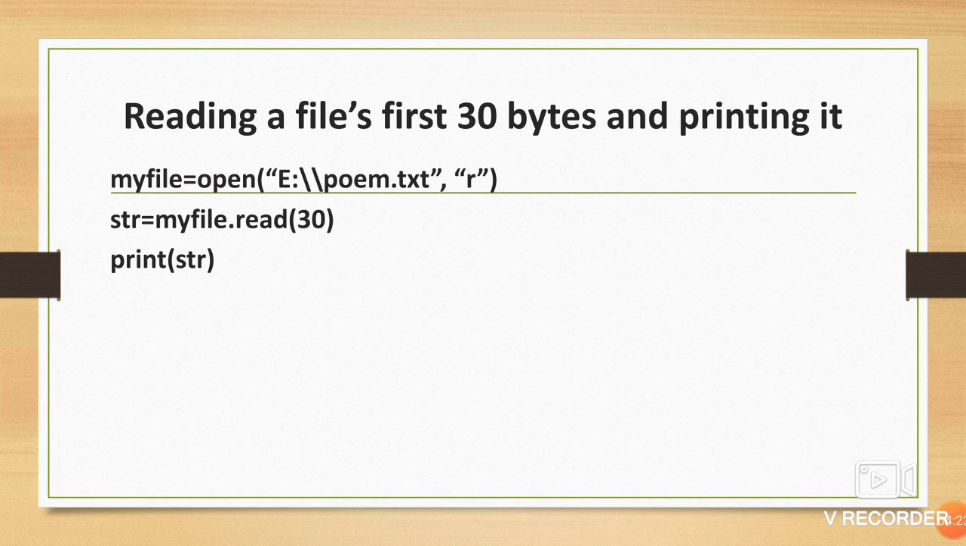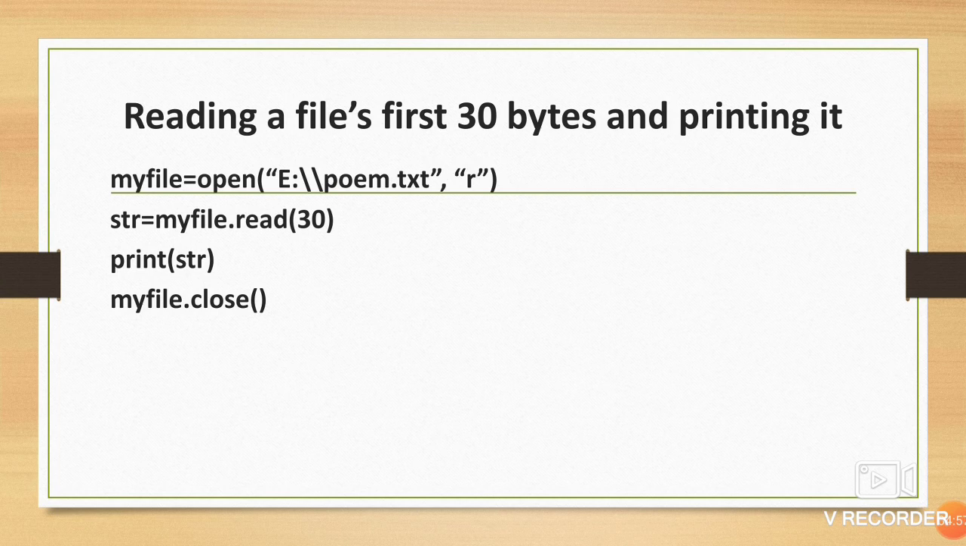The read function will read 30 bytes and after reading it will assign those 30 bytes to str. So if I want to print those 30 bytes, I have to print str. So print, inside the parentheses, str. Then as I told you, after performing the task you have to close the file. By using the open method you opened the file poem.txt. Now you have to close that file.